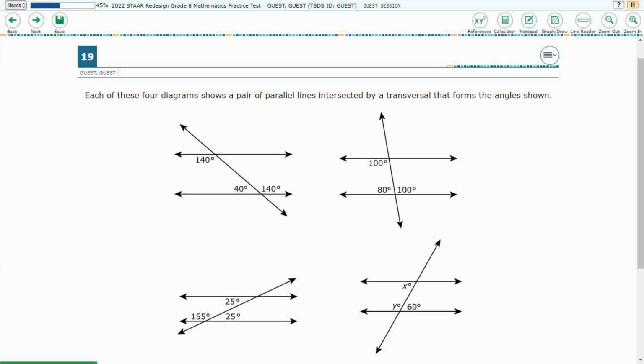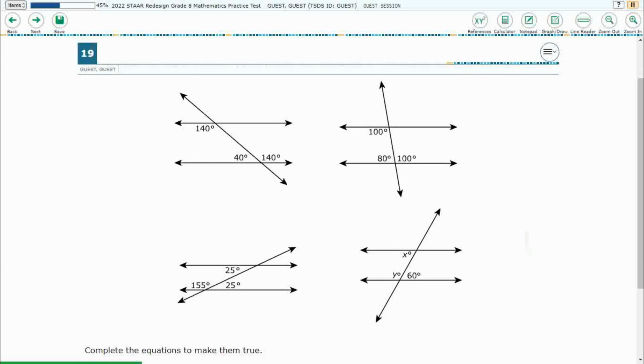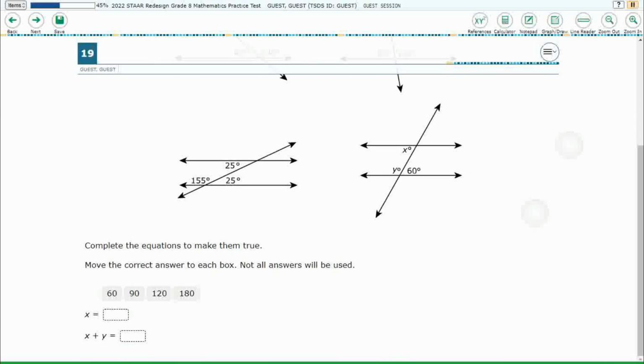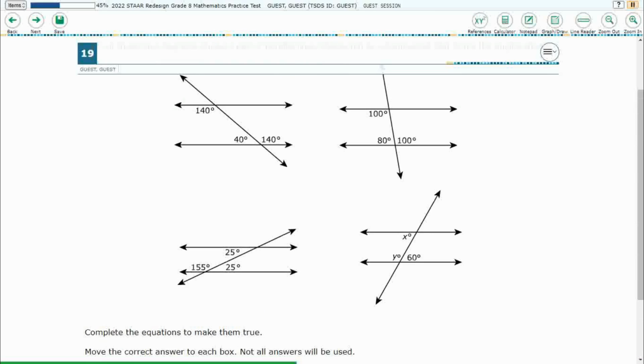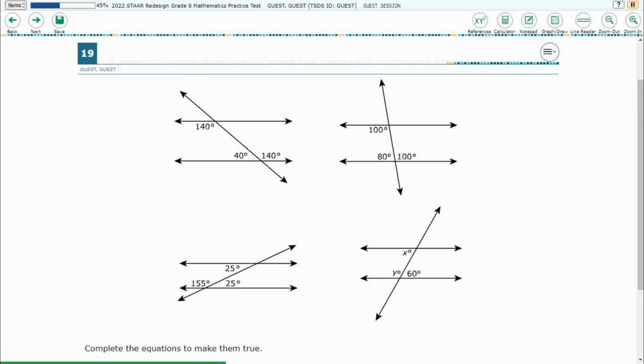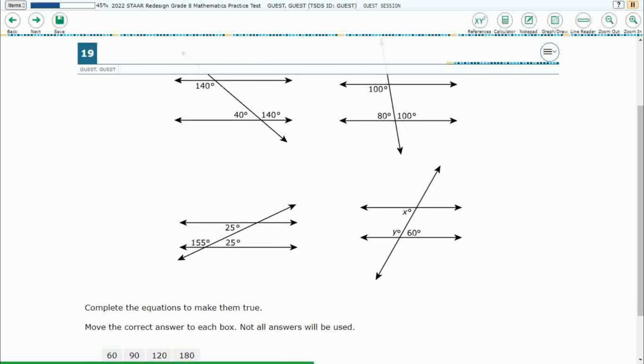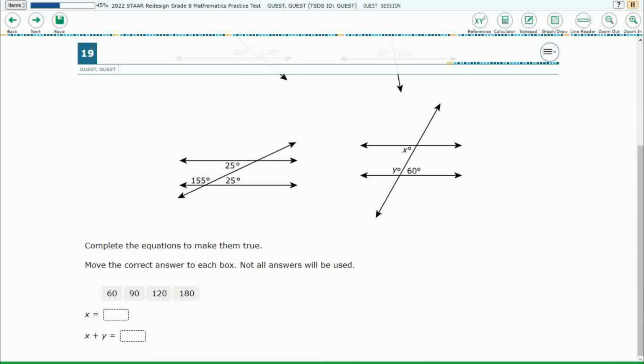So we have parallel lines intersected by a transversal. That's just a straight line that kind of cuts them at an angle there. And if we are unfamiliar with what happens with alternate exterior angles and same side interior angles, we can actually infer quite a bit from the three worked examples that they give us here. But let's take a look at this hot text.